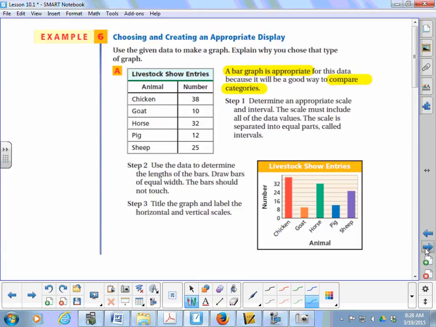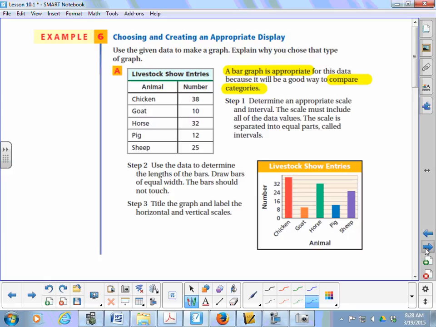Okay. Choosing and creating an appropriate display. Okay. So here you're actually going to make some. And all I'm going to do is I'm just going to go through the examples that are in the book so you know why. And so when you get to the questions where they ask you what kind of graph should I make and ask you to make it, then you need to use the examples from number 6 to be able to determine that. Okay? And they all have specifics, and I've highlighted them.